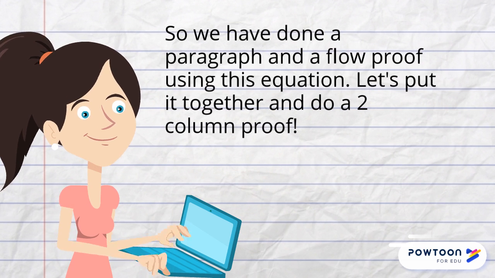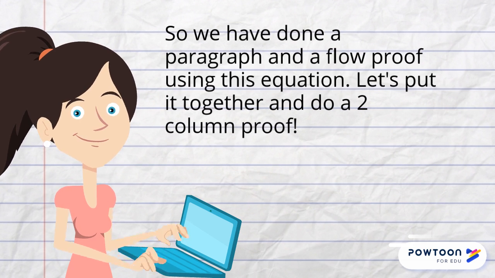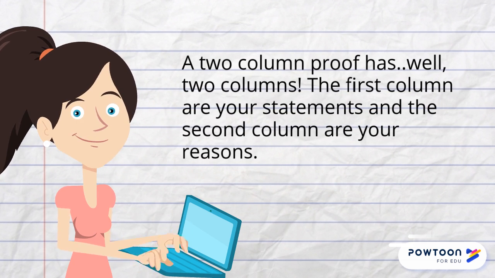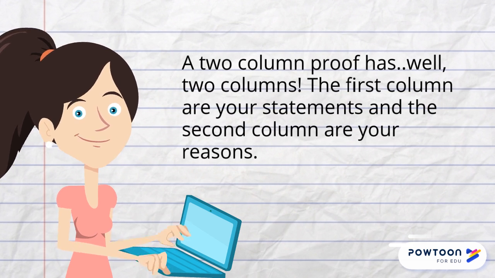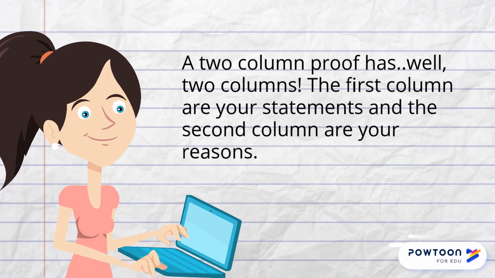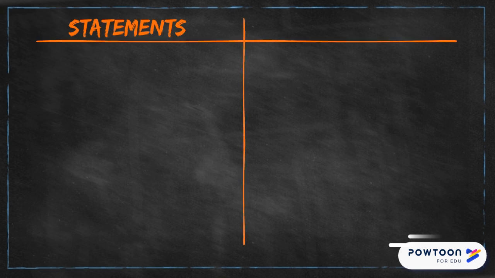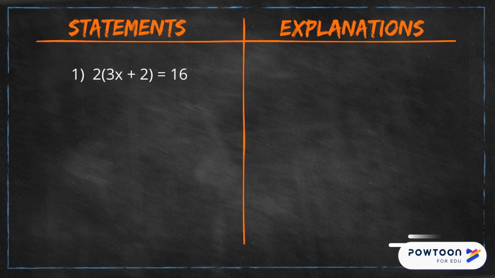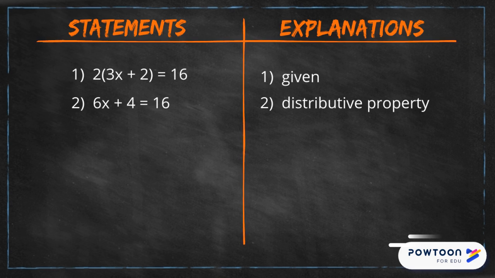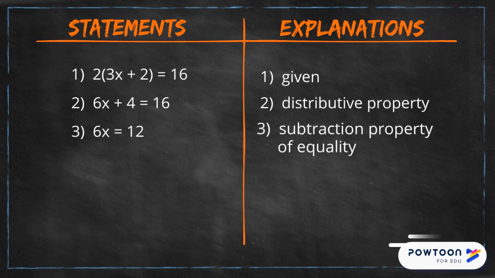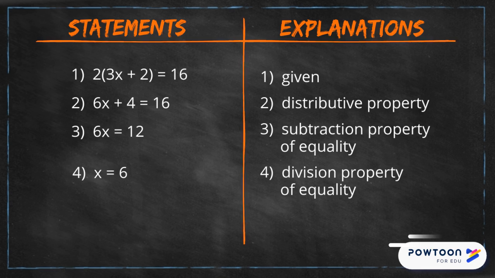So now let's put all of this together and write a 2-column proof. A 2-column proof obviously has 2 columns. In the first column you put your statements, and in the second column you put your reasons or explanations. Here's the setup for a 2-column proof. Be sure to number your statements and explanations so they align. First, you write the given information on the first line, with the explanation being given. This is the same for all proofs. Then list the steps you take to solve the problem, along with the reasons why you do each step.